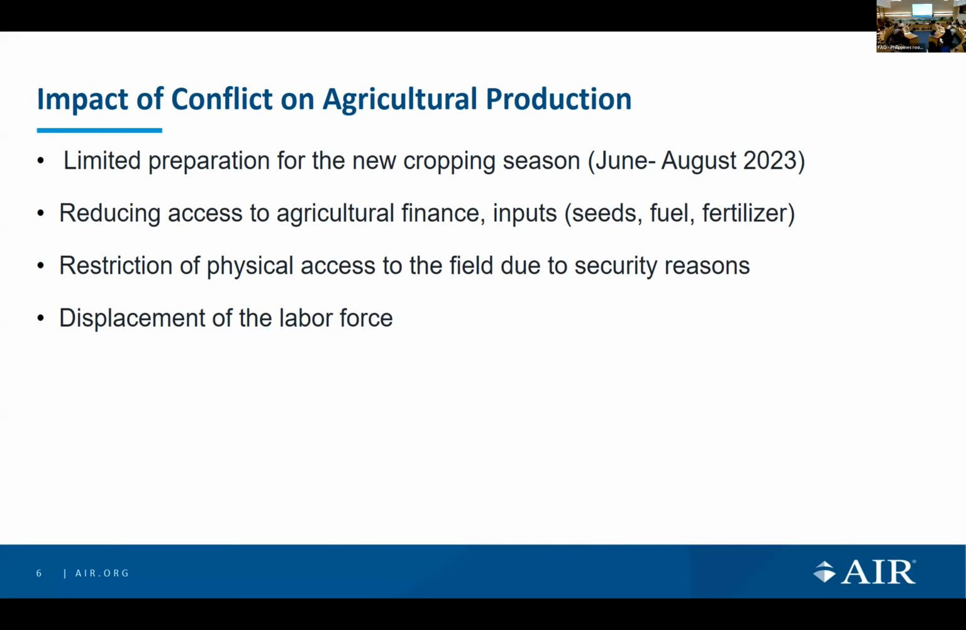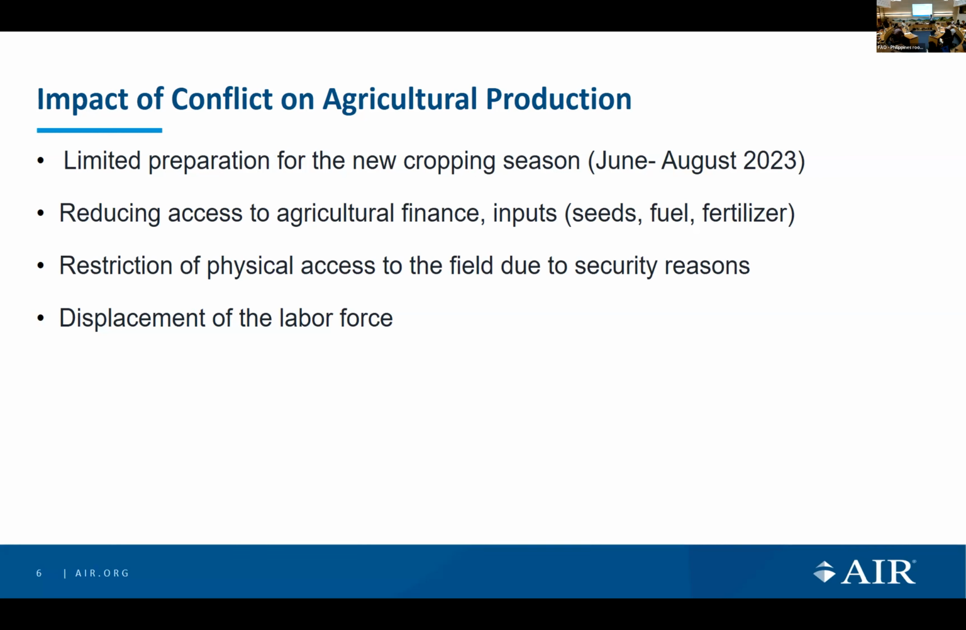And now, if we want to look at the impact of conflict on agricultural production, there are a few channels through which the conflict could impact the level of agricultural production. First of all, the conflict broke out in April, and as a result there was limited time to prepare land for a new cropping season. And as a result of the conflict affecting the whole country, the markets are disrupted. There is less access to agricultural finances.